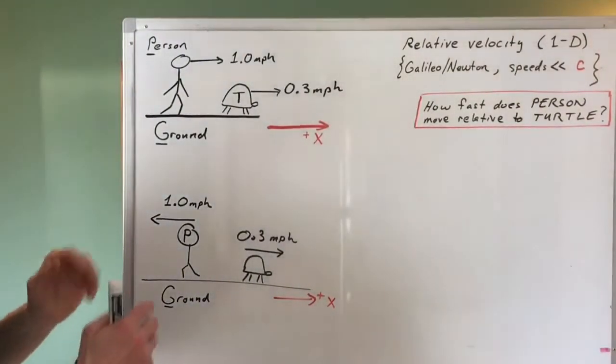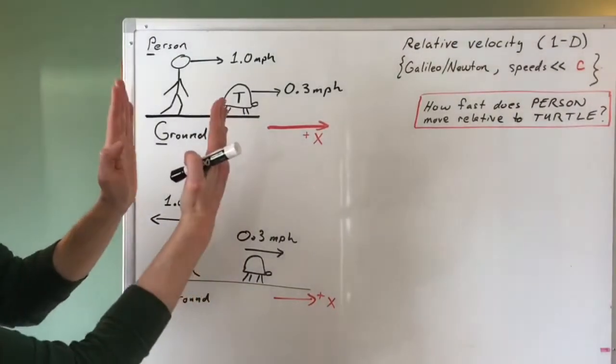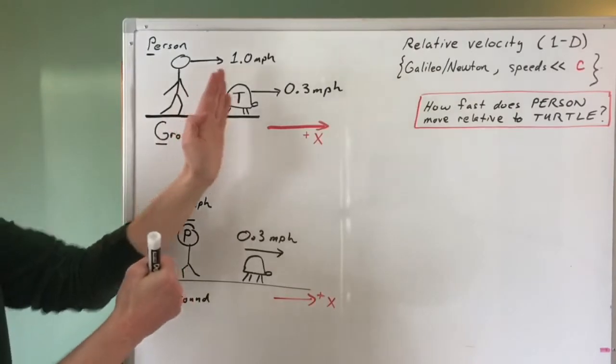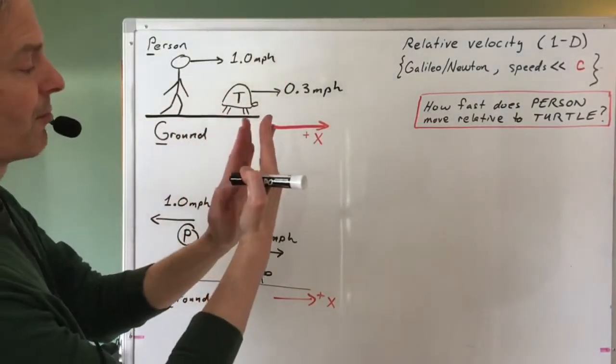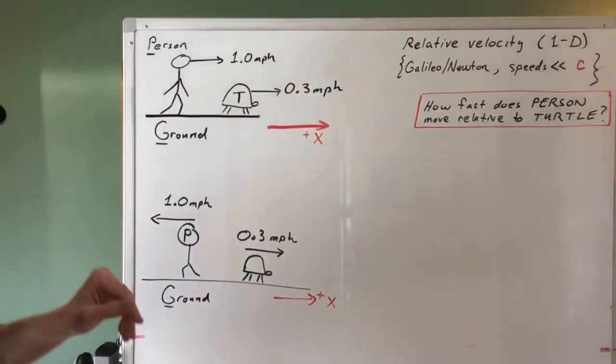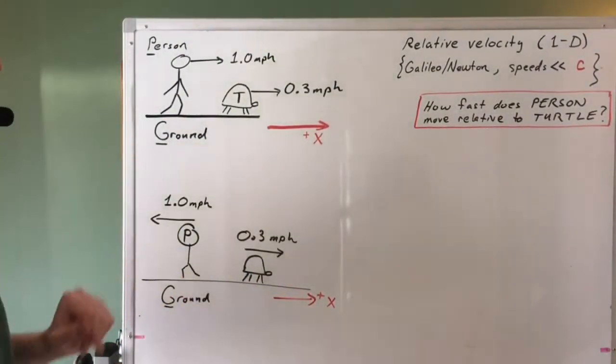You can rephrase that in lots of different ways. At what rate is the separation between the person and the turtle decreasing? Or once the person passes the turtle, at what rate will the separation between the person and the turtle increase? All right, and so there's an intuitive way of handling this, and it works.